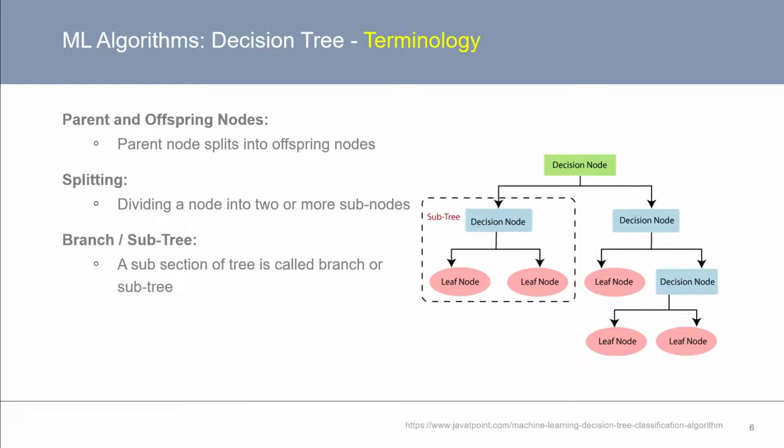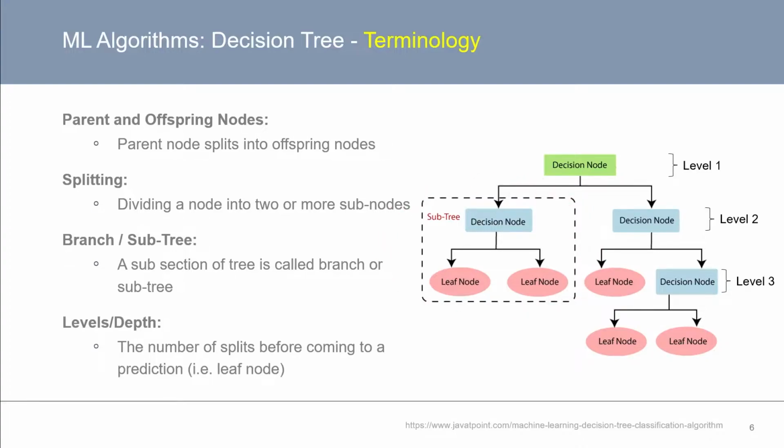Then we have the terms branch and subtree, which simply refers to some subsection of the overall tree. For example, the subsection highlighted by this dotted line box. And lastly, we have the terms level and depth that refer to the level in the tree at or below the root node. And we can see these levels labeled here on the far right.